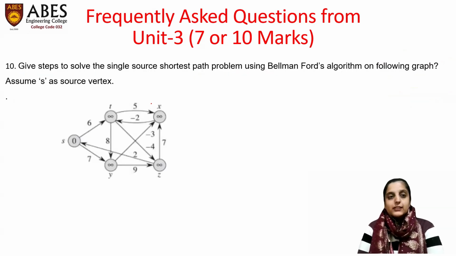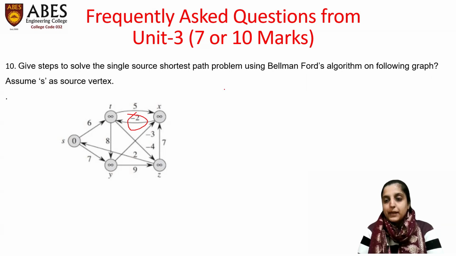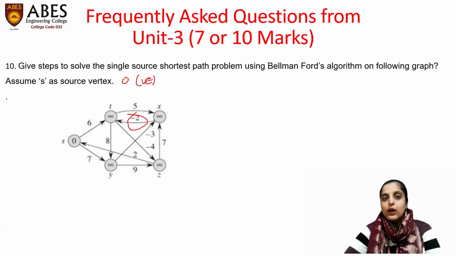The next question is, give steps to solve the single source shortest path problem using the Bellman-Ford algorithm on the following graph. Assume S as the source vertex. Here, as you can see, you are provided with negative weights. That means you have to apply the Bellman-Ford algorithm. And sometimes they give you an algorithm whose complexity is O of V into E. So this is also one hint that you have to apply the Bellman-Ford algorithm.